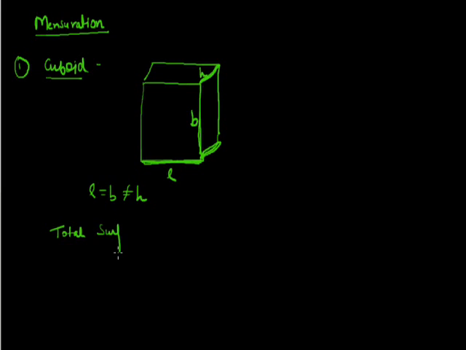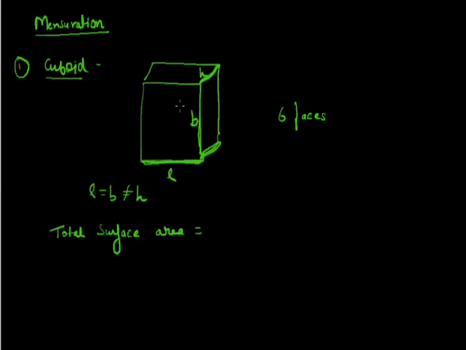Total surface area. The cuboid has 6 faces, and each face has some surface area. Like this is the front face. The surface area of this face is length into breadth. We know that this front face is a 2D figure, and we know how to find the area of a 2D figure.